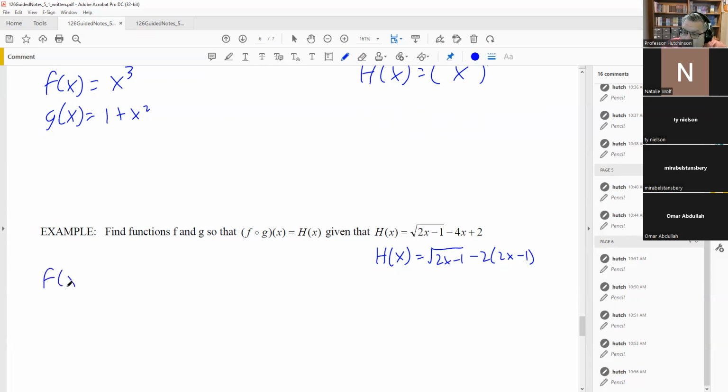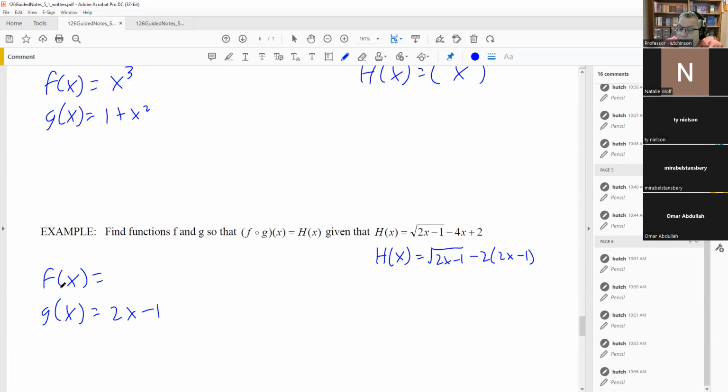I want to find out what the f of x and g of x functions are for this problem. Now notice that I have something that repeats here. I've got 2x minus 1 inside the square root, and I have 2x minus 1 inside the parentheses there. It's not a coincidence that these are both the same. That's how the problem was set up. So my g of x is the thing that repeats, or again, the thing that's inside of something else. So I have 2x minus 1 right there. So it's repeating.